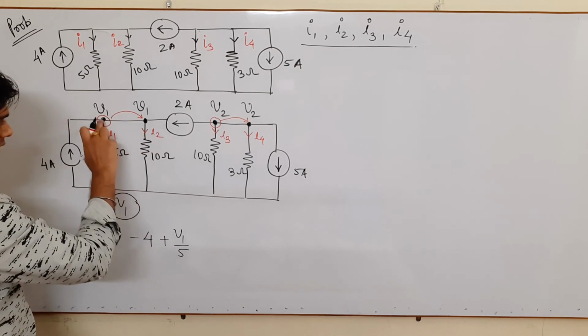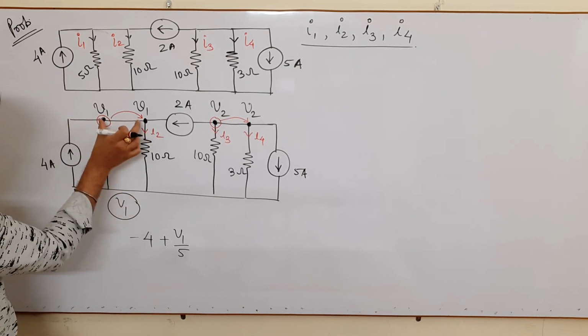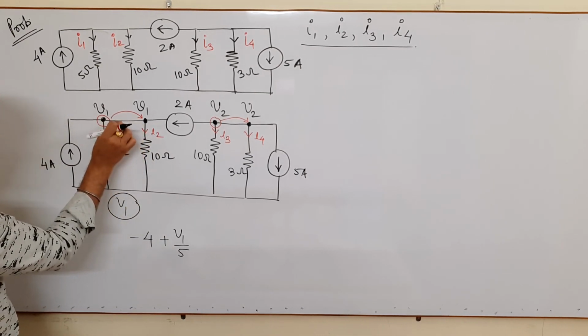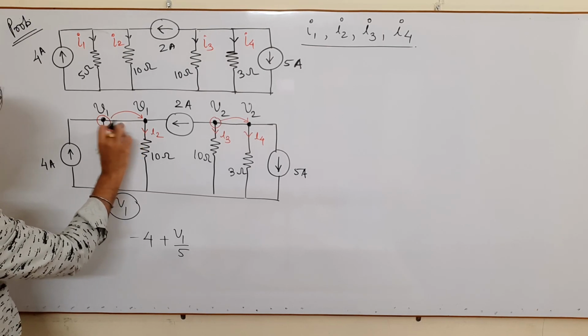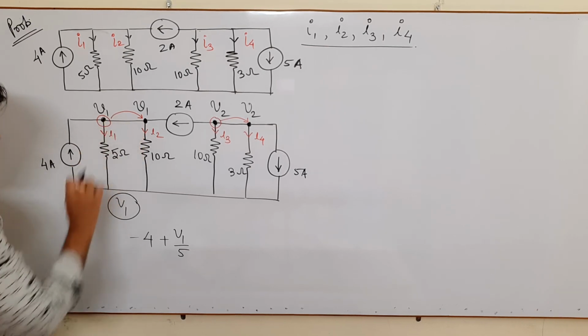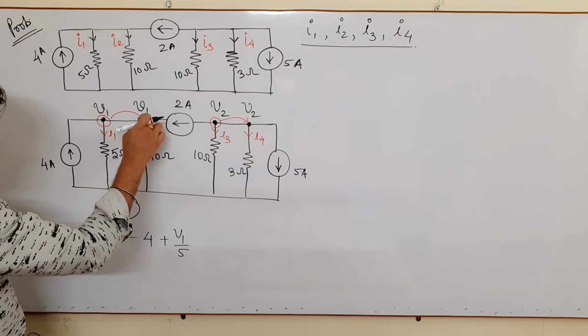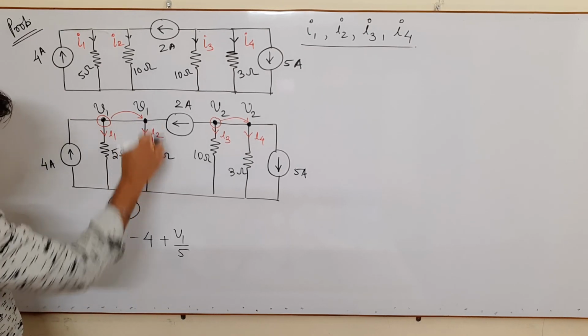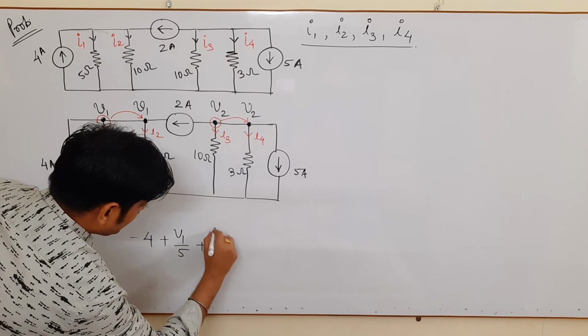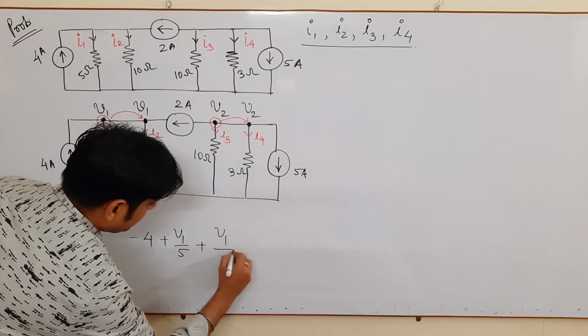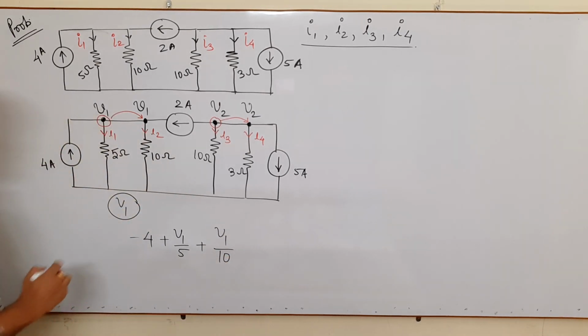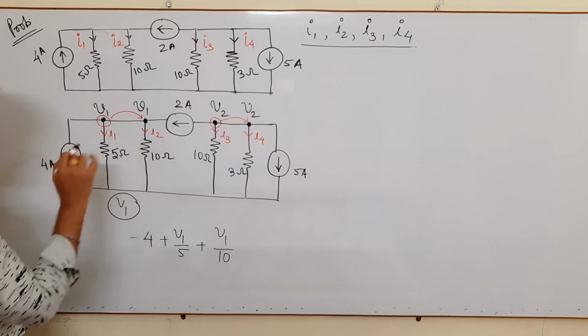Similarly, see, these two nodes are common nodes. I can rub it and join it. So don't get confused with this. What is the current here? There is no current because the nodes are common. Similarly, what is the current here? It is V1 upon 10. Yes, the current which is flowing here is your I2. V1 upon 5, the current, is your I1.